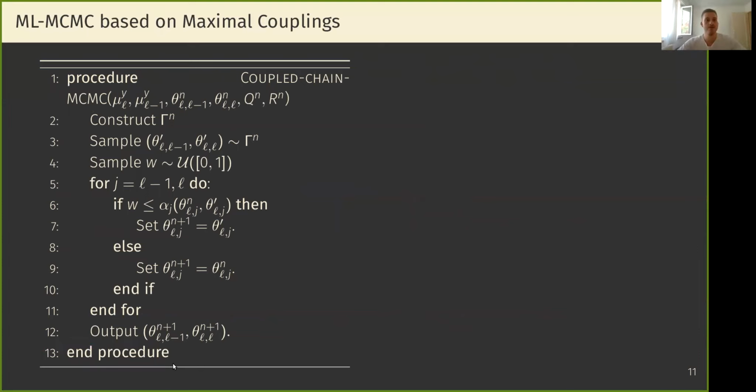So how does this multi-level MCMC based on maximal couplings look like? Level-wise, this coupler function would look like this. Given a current state of the chain for both chains, you construct the coupling gamma n. You sample this joint state, you sample a uniform random number between 0 and 1, w, and then you just propose theta prime L minus 1 to the posterior level L minus 1 and theta prime L to the posterior level L and accept or reject using the usual Metropolis-Hastings algorithm, comparing with respect to the same uniform random number W.